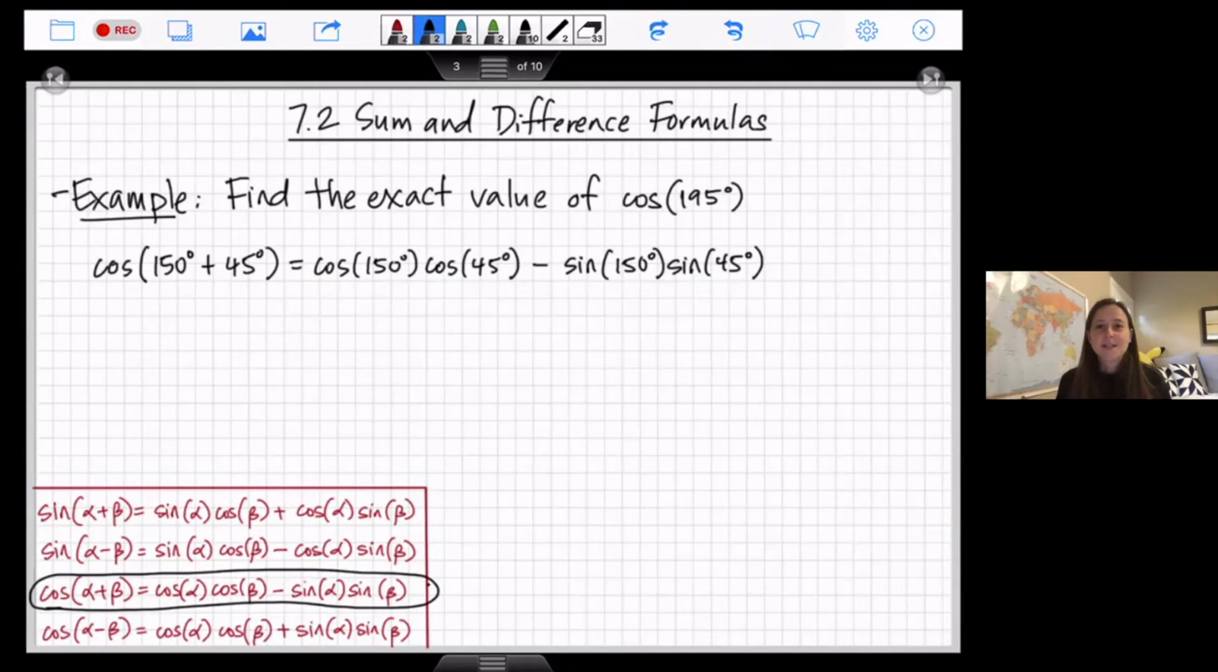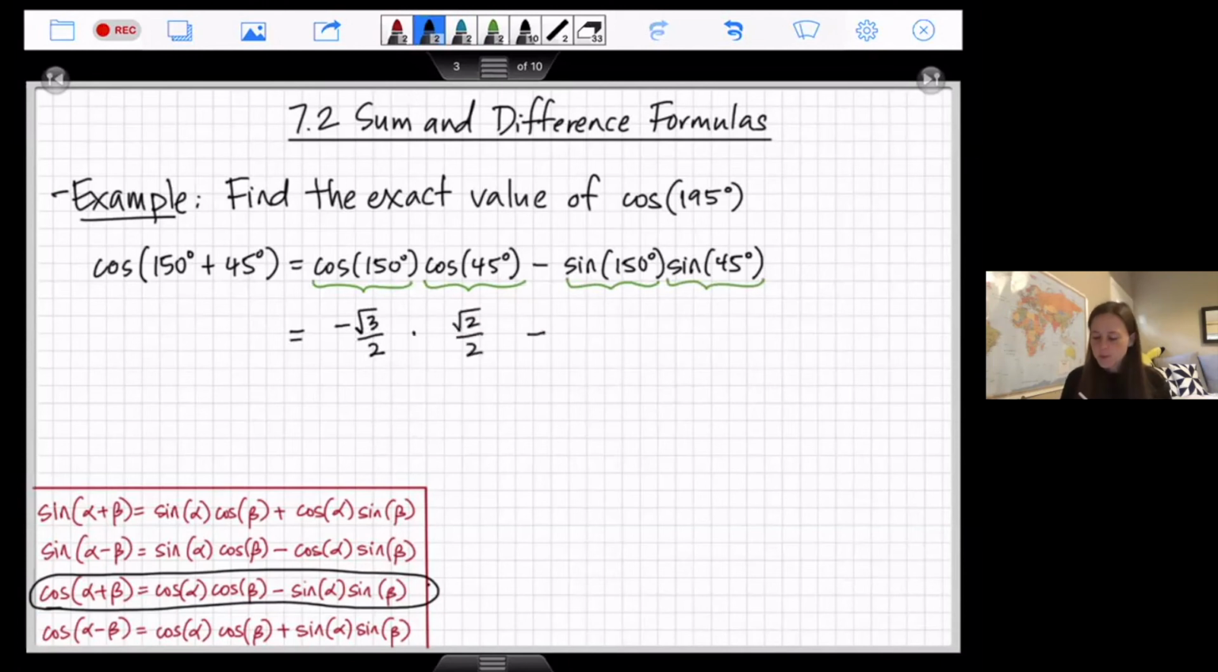Just like the one I did with the sine addition formula, we're just going to evaluate these 4 trig functions using the unit circle. So I'm going to find the sine and cosine of 150 and of 45 degrees. Locate those 2 on your unit circle. Let's see, 150 degrees is over in quadrant 2, where cosine is negative. So you're going to find negative root 3 over 2. 45 is in quadrant 1. Cosine of 45 is root 2 over 2.